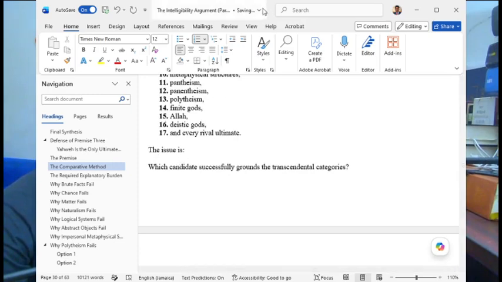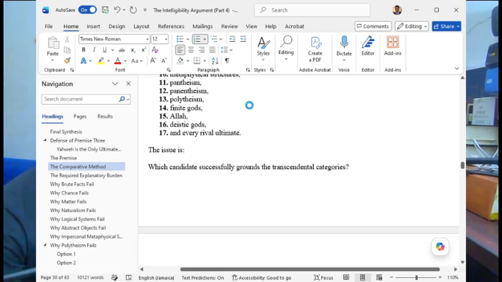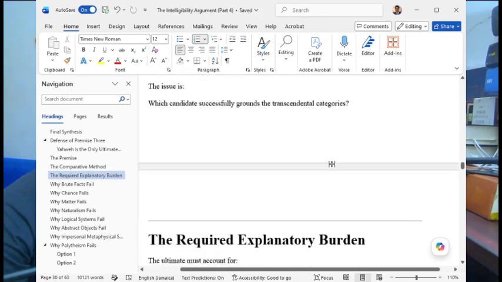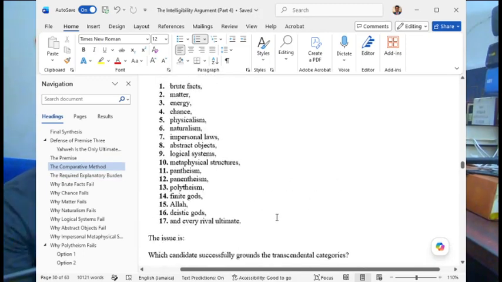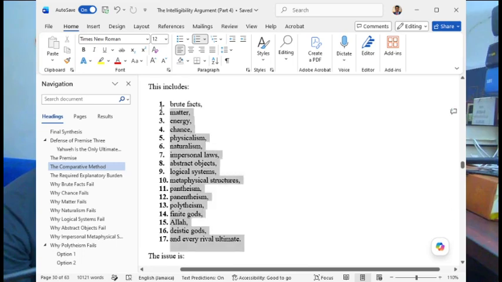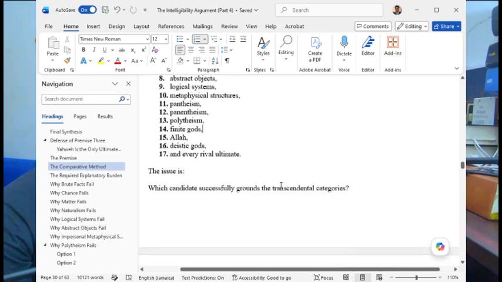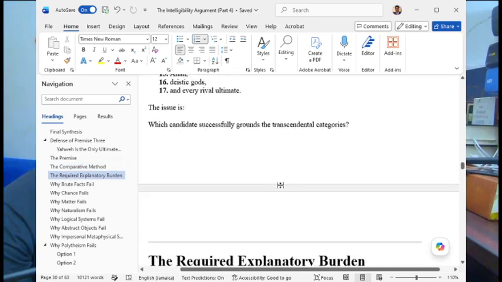The issue is, which candidate successfully grounds the transcendental categories? You can easily do an analysis of all of this right here. This is not just me. You can analyze all of these and do a transcendental comparative analysis with Yahweh, and you see what I'm talking about. So let's go further.